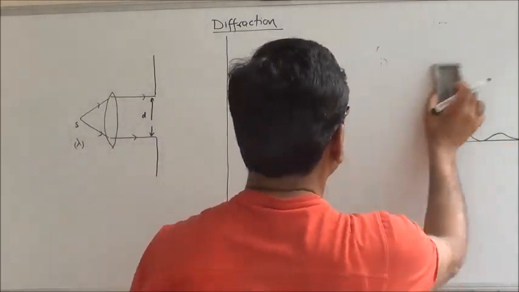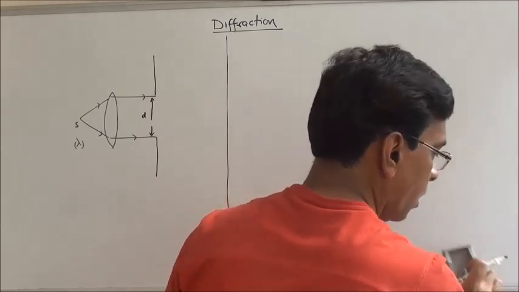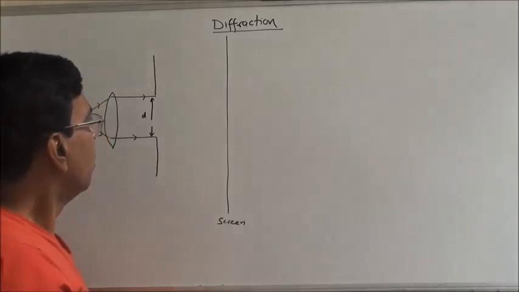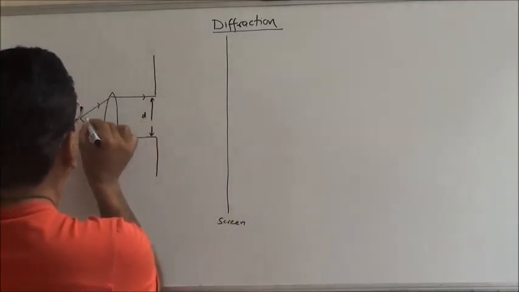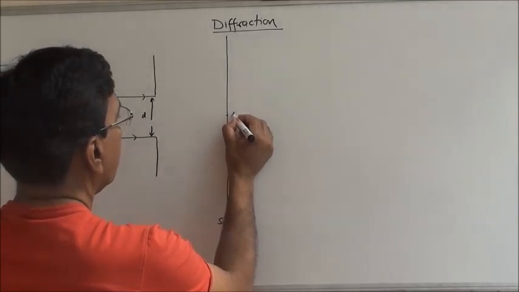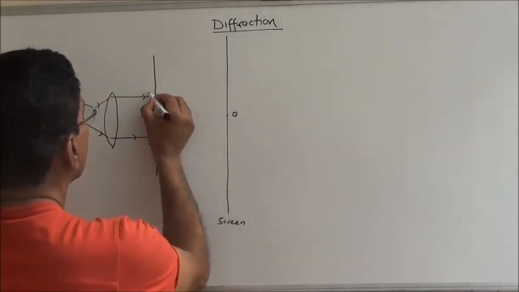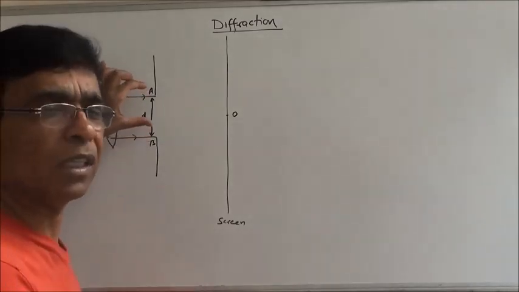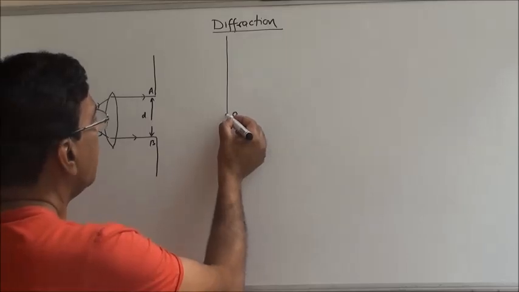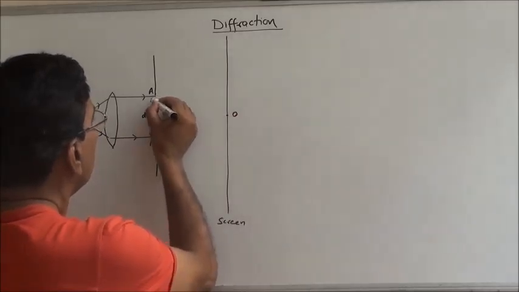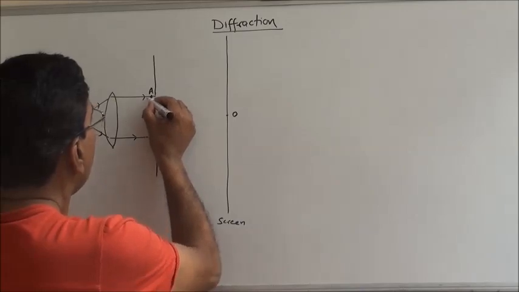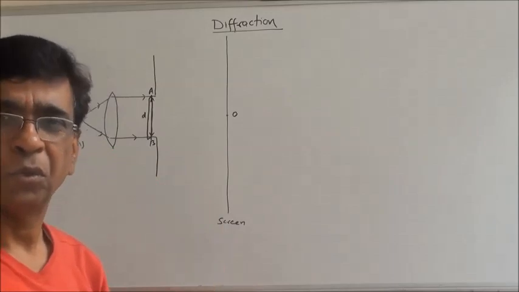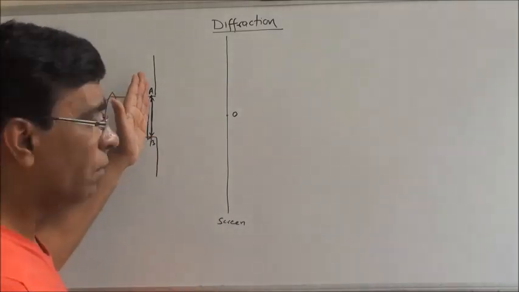Now, why do we observe it? What is the reason for getting such a pattern? See here. Now light, if I take a point O, let us name these two extreme points on the slit as A and B. So if I see at O, we have just one source of light. We don't have two sources, single source, plane wavefront.